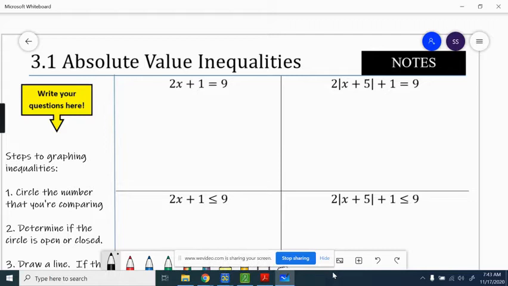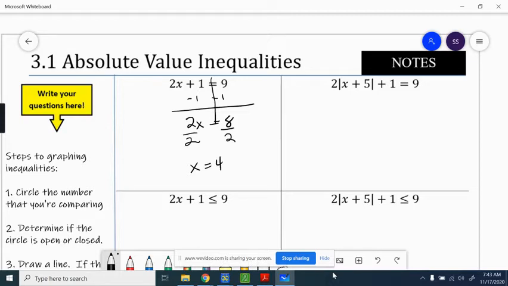So for this one, to isolate this 2x, I want to get rid of this positive 1, so I'm going to subtract 1 on both sides. And I'm left with 2x is equal to 8. And then I want to do the opposite of multiplication and divide by 2. And we get x is equal to 4.